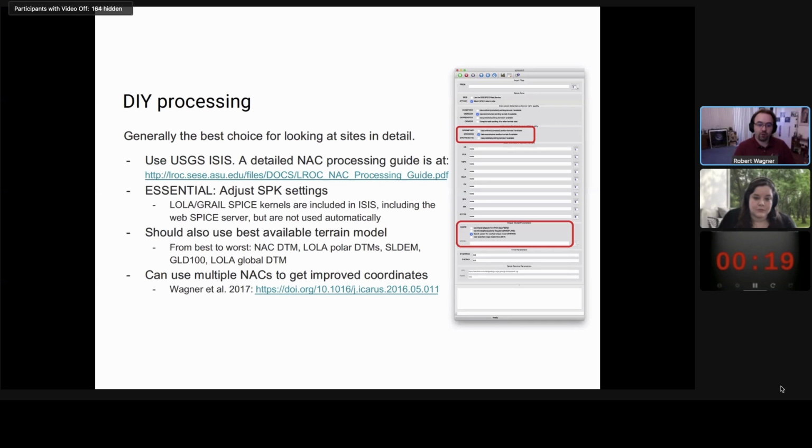Processing yourself. We just posted on our website a very detailed guide to NAC processing, which basically covers everything I've learned about using USGS ISIS to process NAC images in the 10 plus years I've been working on the mission. Key things to remember are you do need to adjust some settings with your spacecraft position data, and you'll want to upgrade to a better model than the global DTM that's default in ISIS. There's a technique for using Ultimax to get better coordinates.